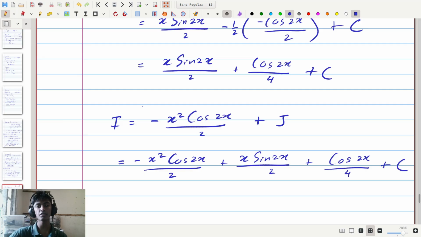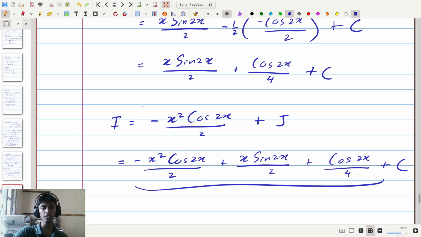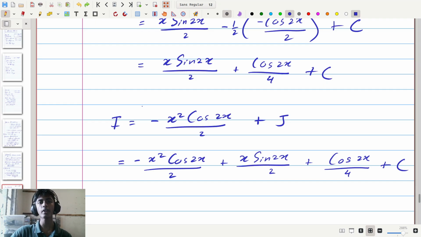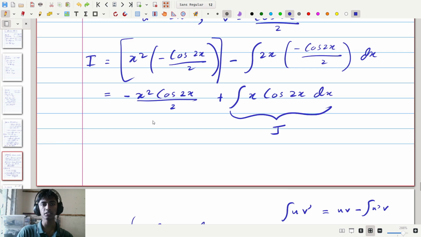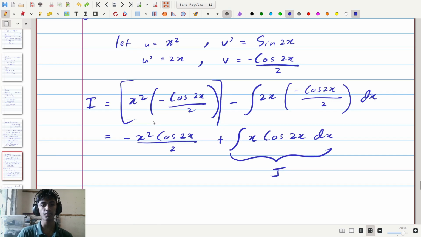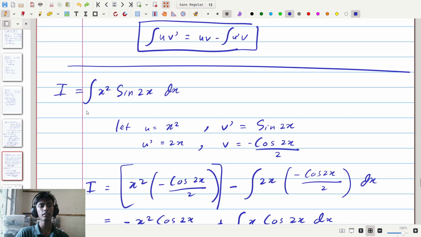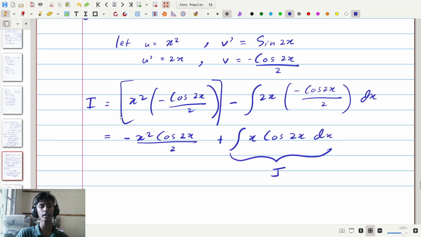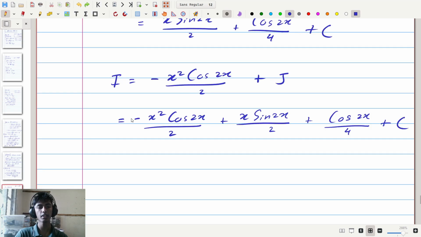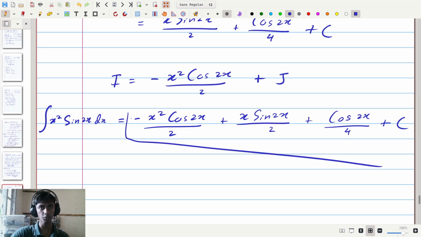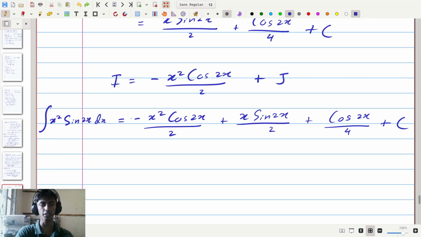Now you can simplify this however you want. You can group the cosine of 2x terms together or whatever, but this is the simplest expression for the integral I. So now we can see how we can use integration by parts in order to find the integrals of certain functions more easily. Here, rewriting this as a final answer, the integral of x squared times the sine of 2x with respect to x is equal to this whole expression here, found using integration by parts.